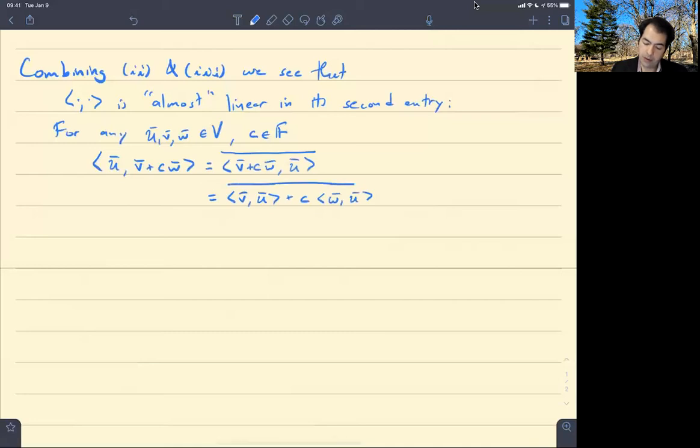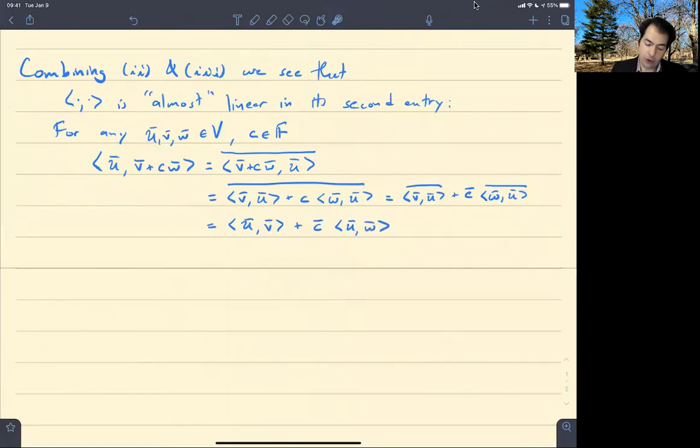But again, I'm paying with a complex conjugate. Now, the complex conjugate of a sum is equal to the sum of the complex conjugates. The complex conjugate of a product is equal to the product of the complex conjugates. So I can write this as the inner product of v and u, complex conjugate, plus c complex conjugate times the inner product of w and u, complex conjugate. And now I can use this conjugate symmetry again to flip the order here, plus c bar with the order here.